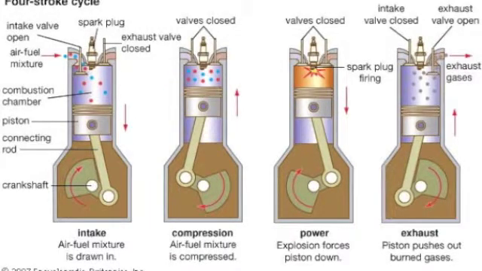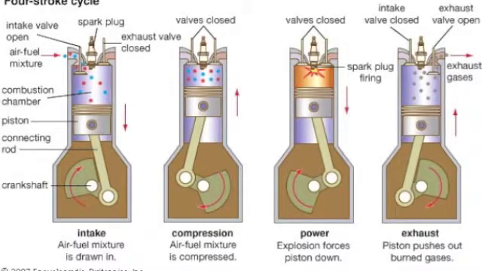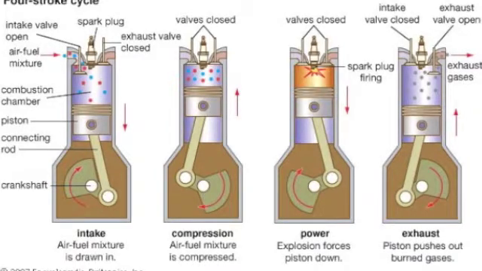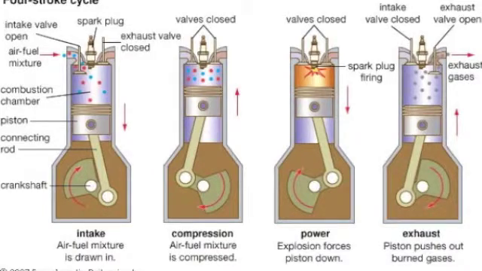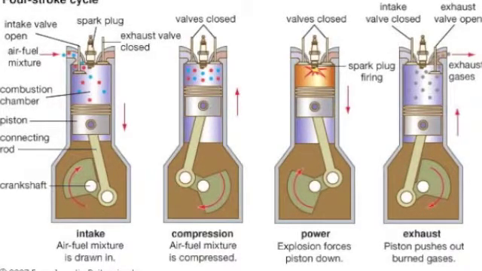The first one is called the intake stroke. The piston goes down, creating the maximum volume inside the combustion chamber, as shown in the diagram on the left. This creates a vacuum inside the chamber which sucks in an air-fuel mixture from the intake valve.